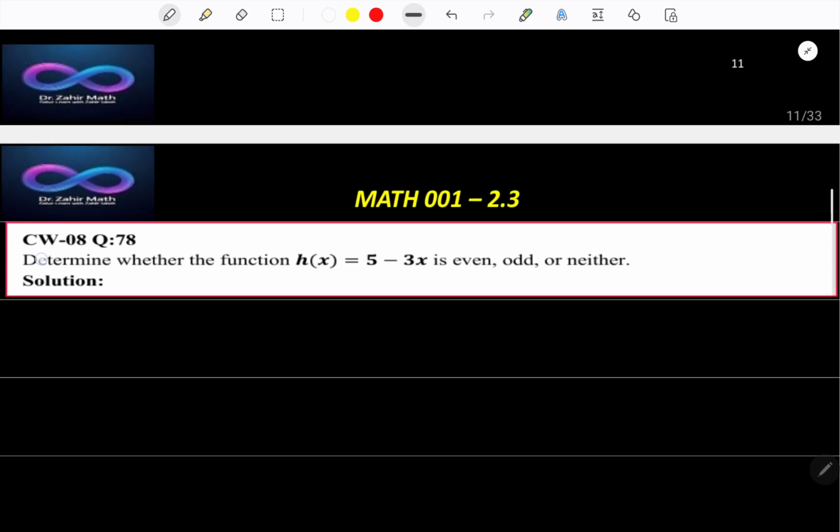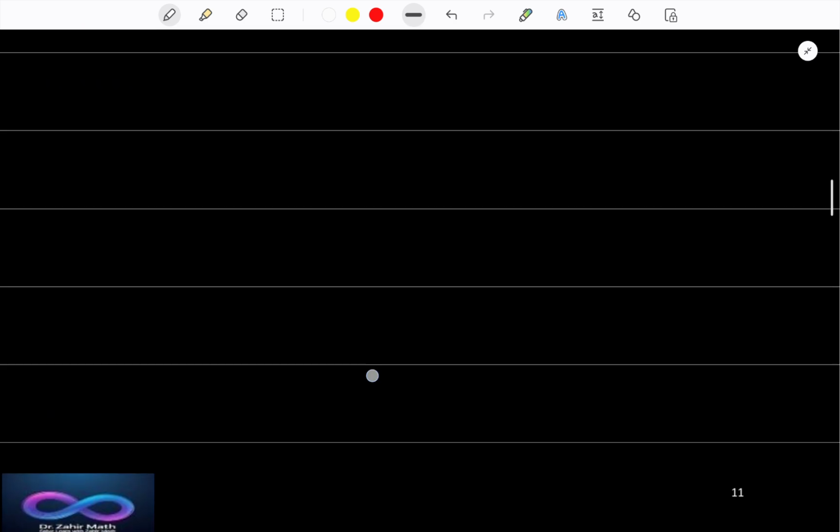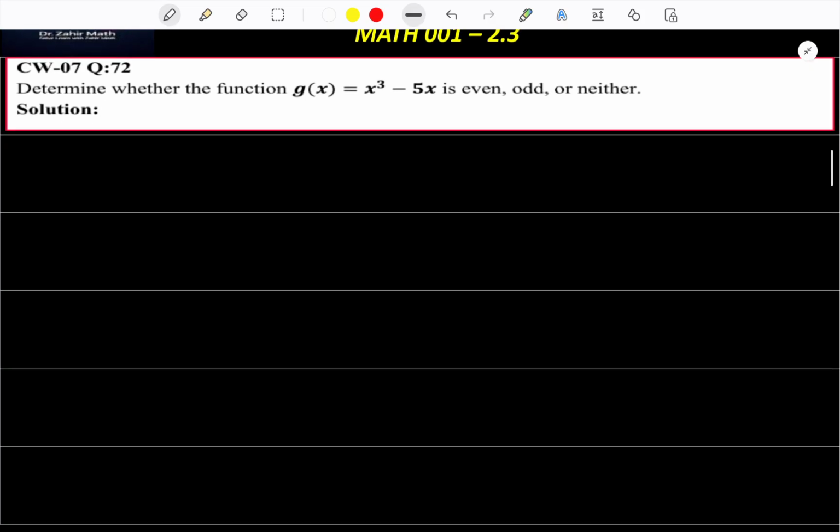So let's go to the question. Determine whether the function 5 minus 3x is even, odd or neither. I think this is the first question or second question. Oh, this is the first question. Sorry. Determine whether the function g of x is x cubed minus 5x is even, odd or neither, right?